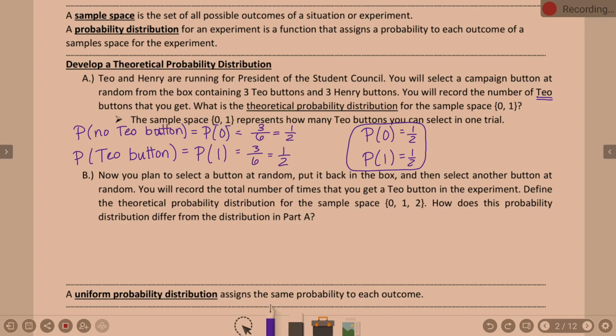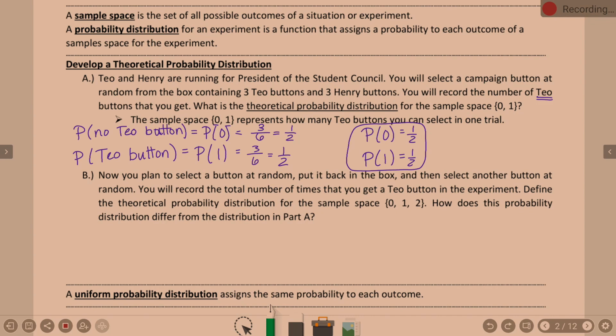Now, as we look at this one, 0, 1, 2. What's 0, 1, 2 going to represent? 0 is going to be getting 2 Henry buttons, or I'm going to call it 0 Tio buttons, but I agree, it would be getting 2 Henry. What's 1 going to represent? 1 of each.